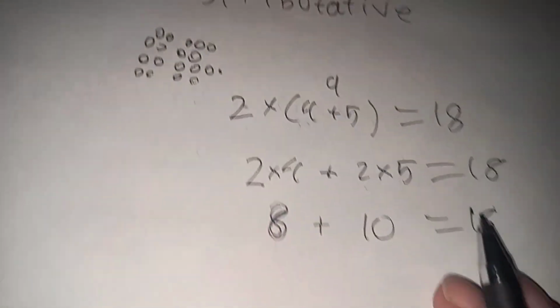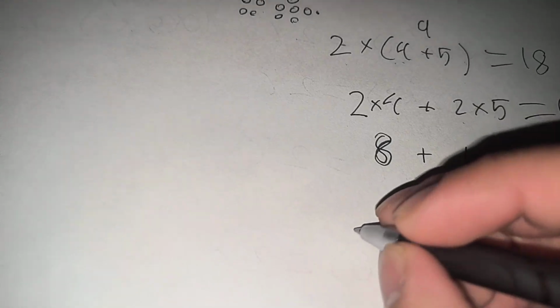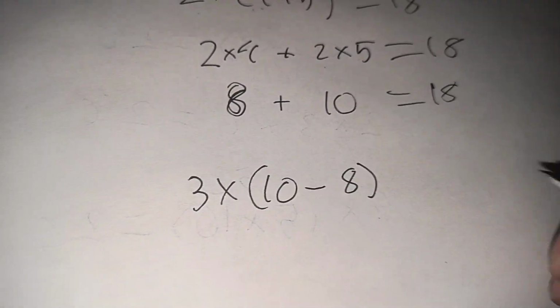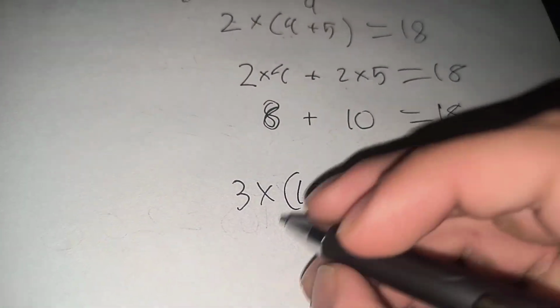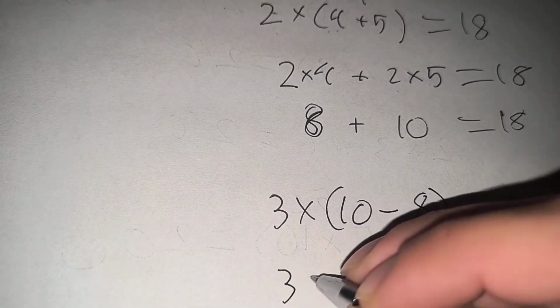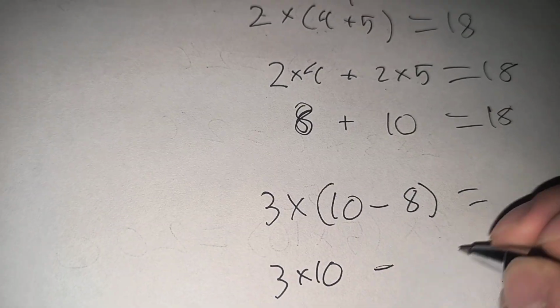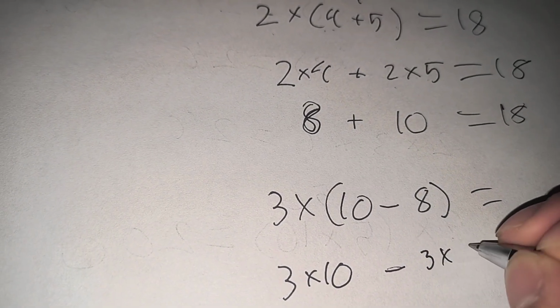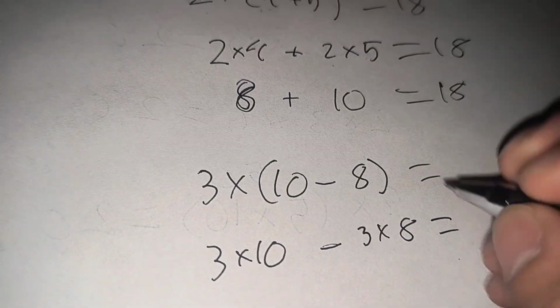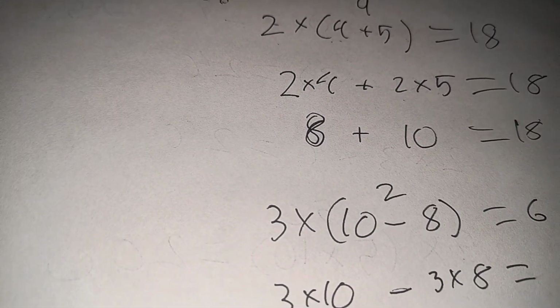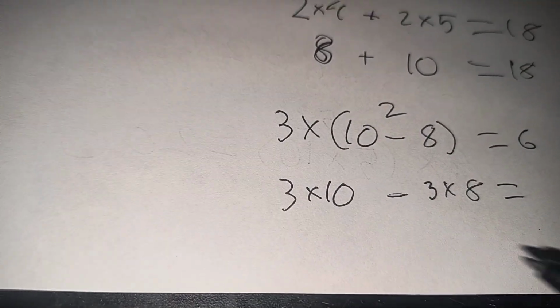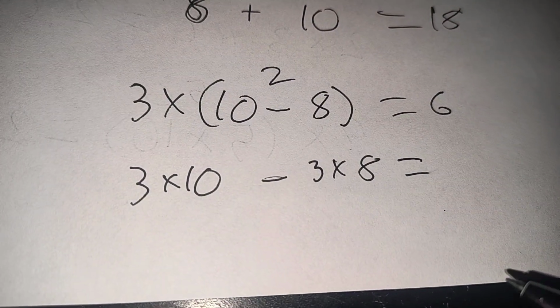Okay? So another example of the distributive property would be 3 times parentheses 10 minus 8. It works for subtraction too. We can rewrite this. Instead of doing this, we could do 3 times 10 minus 3 times 8. Let's do this one first. 10 minus 8 is 2. 3 times 2 is 6. There you go. Now, 3 times 10 is 30. 3 times 8 is 24.